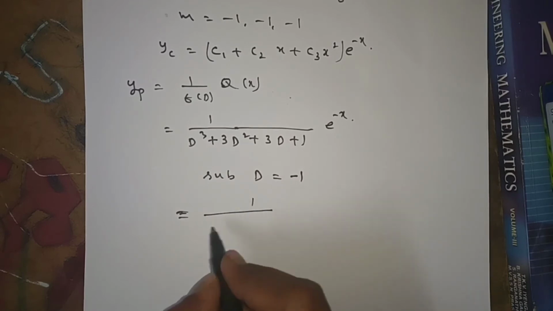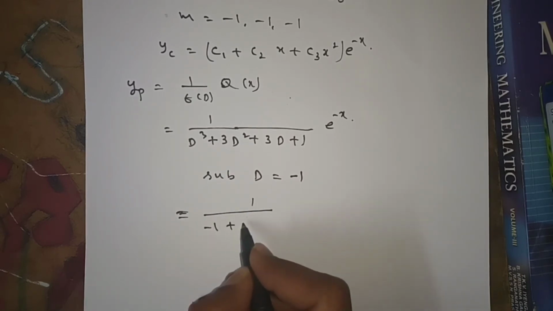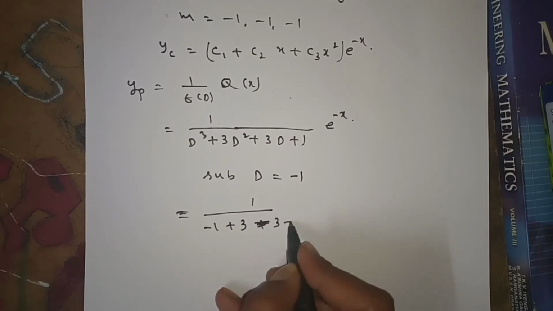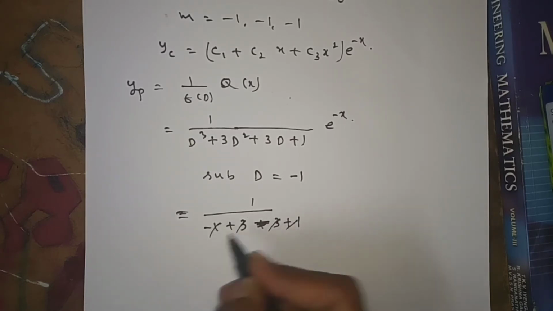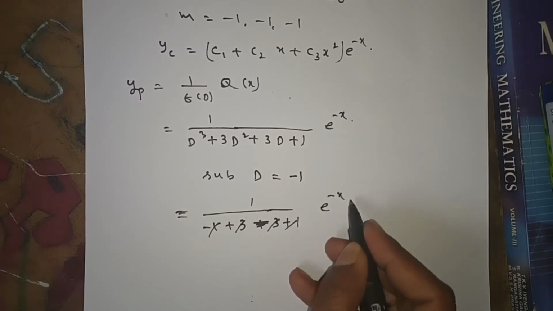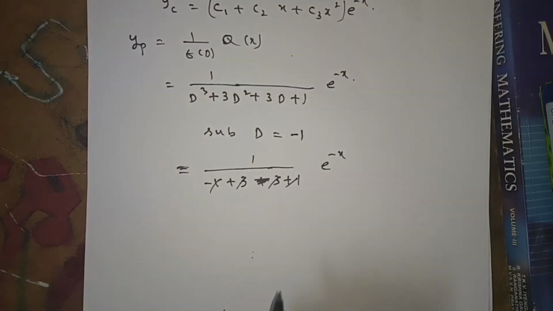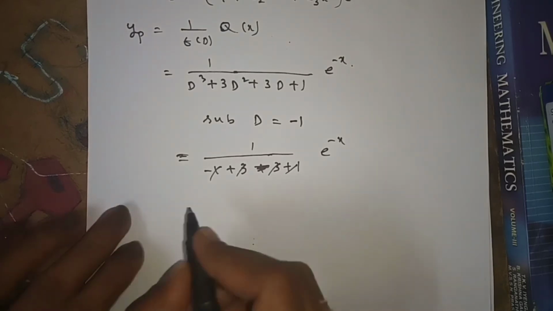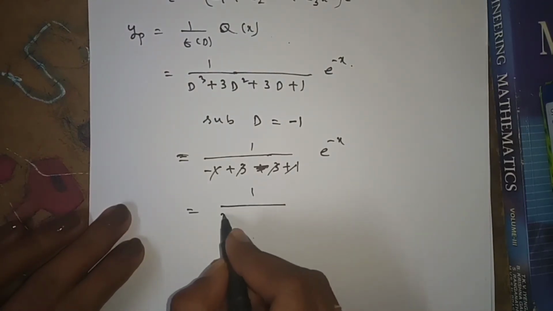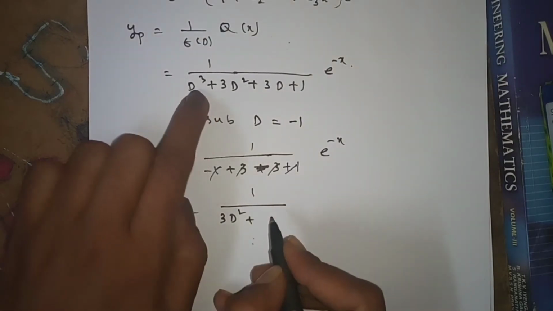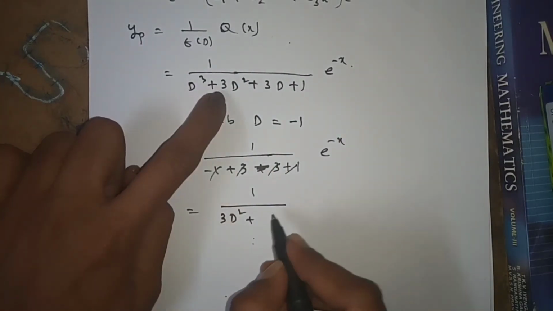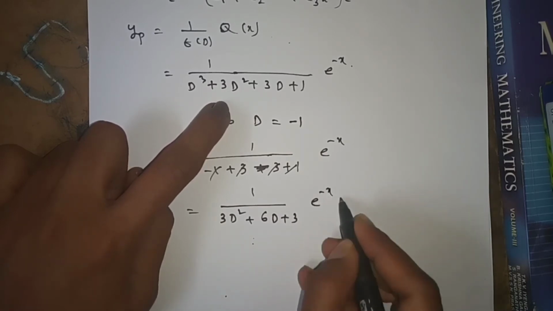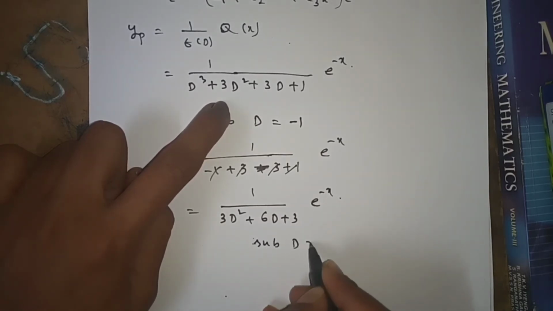By substituting D equal to minus 1, the whole cube is minus 1 plus 3 plus 3D minus 3 plus 1; minus 1 plus 3 minus 3 get cancelled, e to the power of minus x. Therefore the denominator we have got 0. Whenever you get the denominator 0, we have to differentiate the first time. 3D squared, if you differentiate this denominator, 3D squared, 3 twos are 6D plus 3, into e to the power of minus x. Again substitute D equal to minus 1.